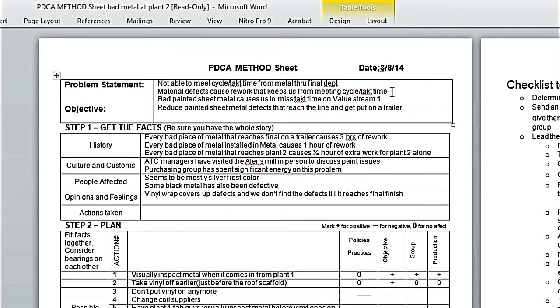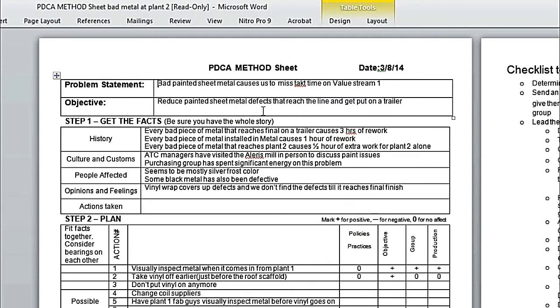You're going to want to make sure that you choose one statement. In this case, we're going to choose the statement, bad painted sheet metal causes us to miss tack time on value stream 1. Because it's a little more focused than the others, and it's a smaller problem that we think we can solve. So we're going to choose that one. We write down the objective. You want to have the problem clearly defined before you complete the objective. You may not be solving the right problem if you do it in the opposite way.